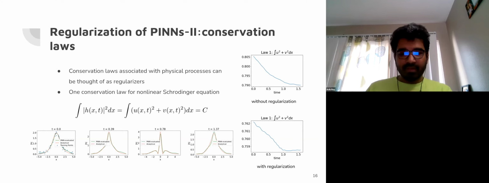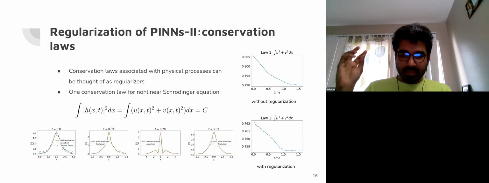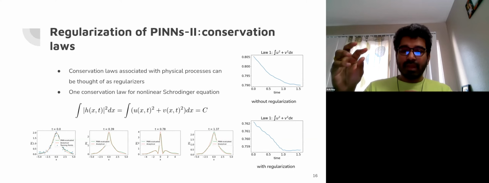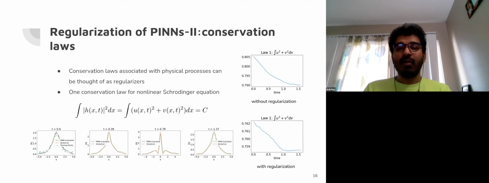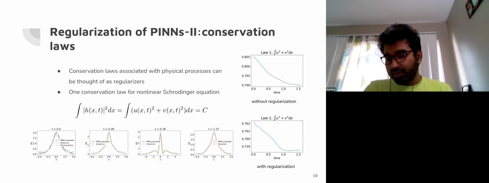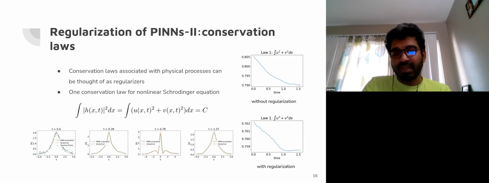So what you can try to do is create slices of the time domain, evaluate this quantity on those time slices, and apply a loss function that tries to impose the constancy of this quantity as part of the regularizer. And it actually somehow helps. If you take a look at the values we get for this conserved quantity without regularization and with regularization, without regularization it's still pretty much flat, because if you look at the y-axis, it is between 0.79 and 0.80.